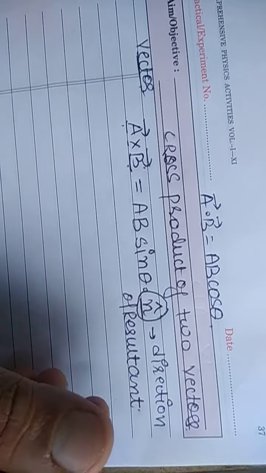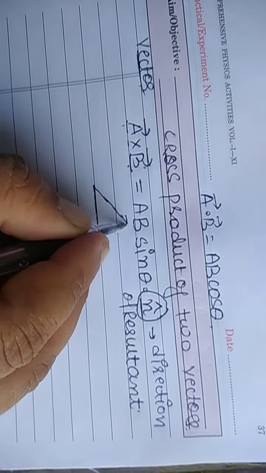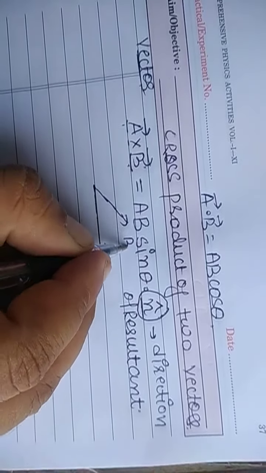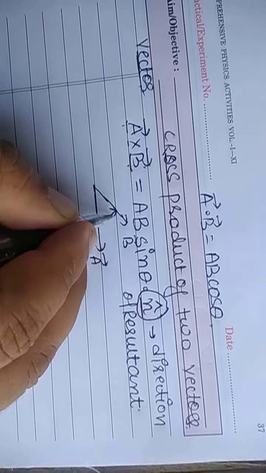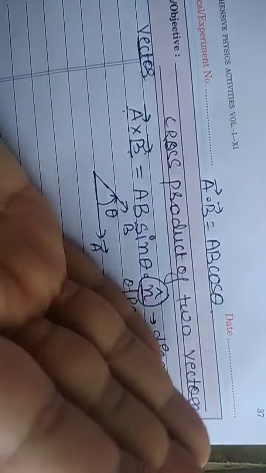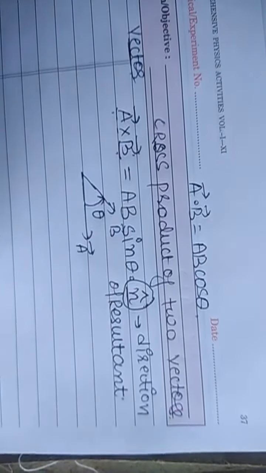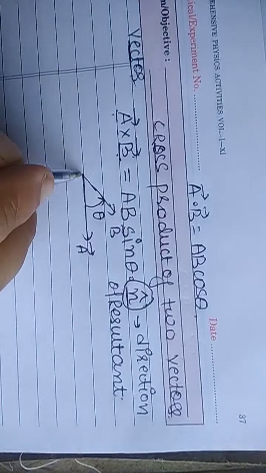So this can be found with the help of your right hand palm rule. This is called A vector, this is called B vector. Let us suppose I want to find A cross B. This is a right hand. So right hand says A cross B, B in this side. So the resultant will be upward.